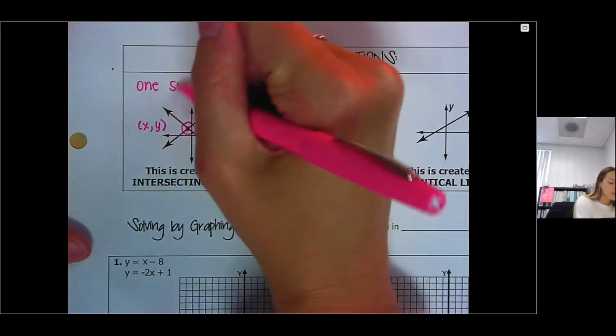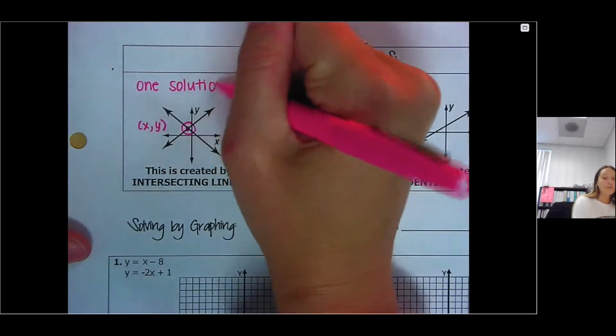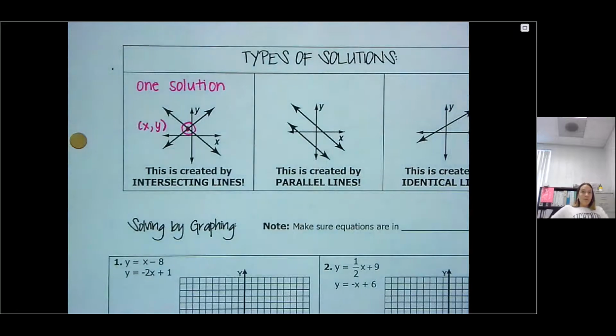Yes, Laura? Wait, so basically you're graphing the lines and then you're trying to see where the dot is? Correct. So that's your answer, yes. So where the two lines intersect one another is going to be where your answer is. So that would be one solution. There's one number, that's your solution. It's the one coordinate point.